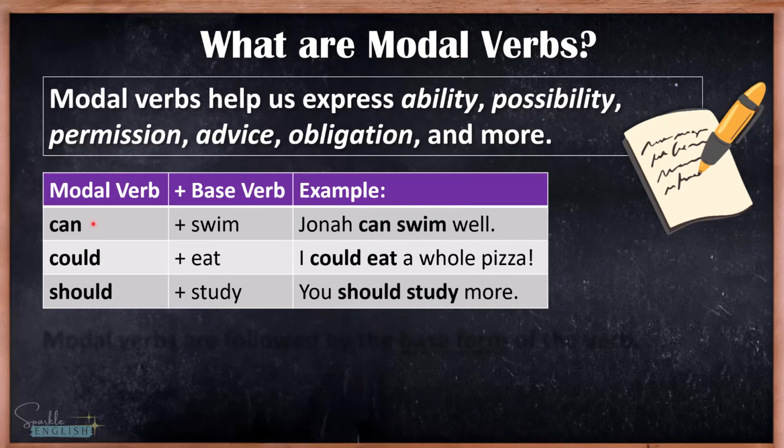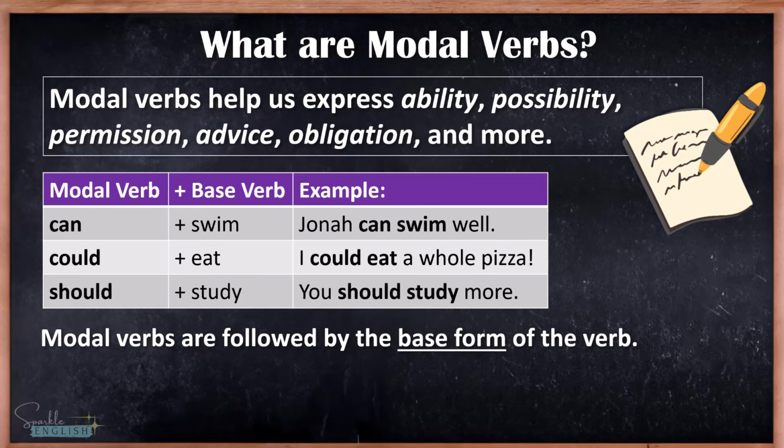So for example, we have these 3 modal verbs, can, could, and should. They're always followed directly by the base verb. For example, Jonah can swim well. I could eat a whole pizza. You should study more.